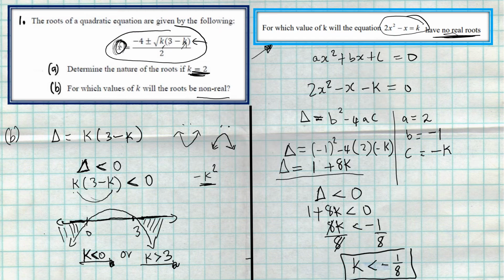So this means that for any value of k that is less than minus 1 over 8, when we substitute there and we try to get the roots, the x-intercepts, you're going to get that there's no solution. In other words, they are non-real or they are undefined. So that's basically what it means.